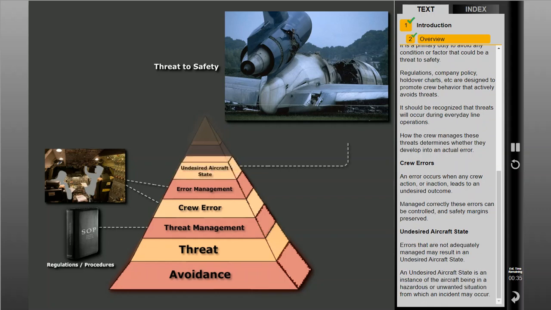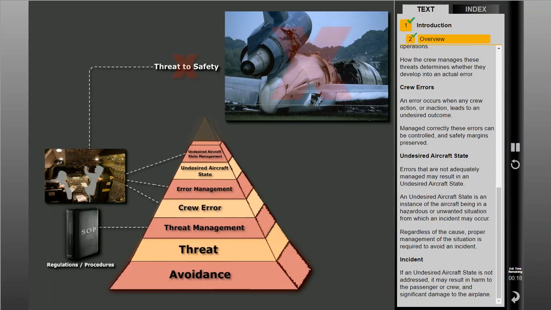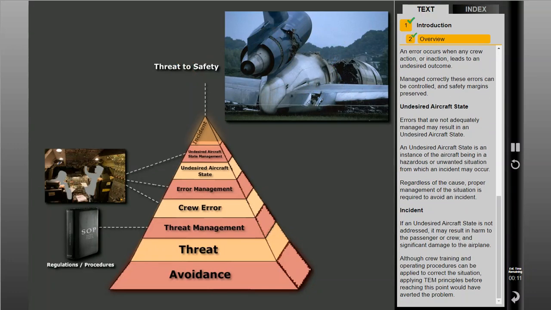An undesired aircraft state is an instance of the aircraft being in a hazardous or unwanted situation from which an incident may occur. Regardless of the cause, proper management of the situation is required to avoid an incident. If an undesired aircraft state is not addressed, it may result in harm to the passenger or crew and significant damage to the airplane. Although crew training and operating procedures can be applied to correct the situation, applying TEM principles before reaching this point would have averted the problem.